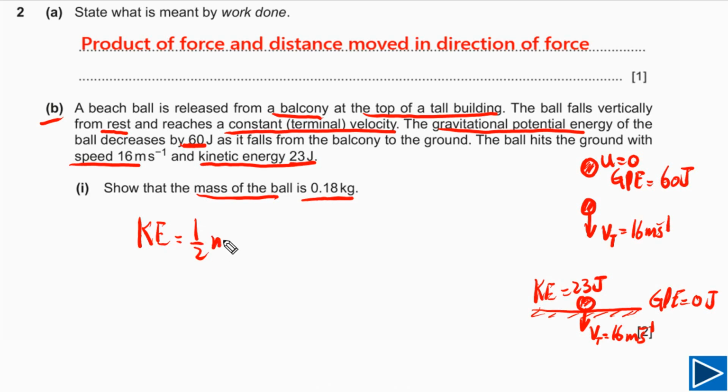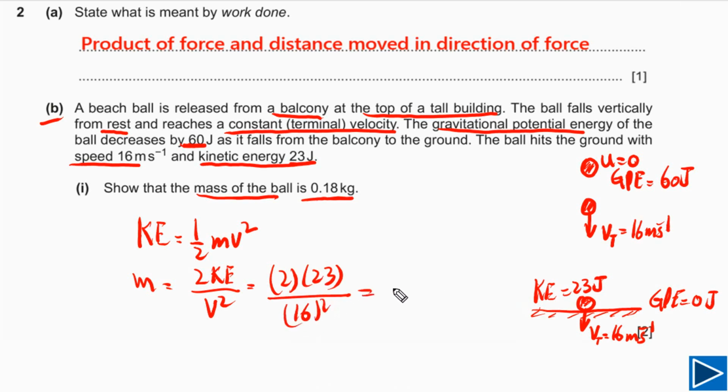Simply we need to use the concept of kinetic energy and we can find the value of mass, because kinetic energy is given and the speed is given. So in this case mass is equal to 2 times kinetic energy divided by v squared, and we have all these values. We simply need to plug in to find the value of mass. If we solve this, our final answer will be 0.18 kg, and this is the mass of the ball. The question was asking us to show that, so this is our answer.